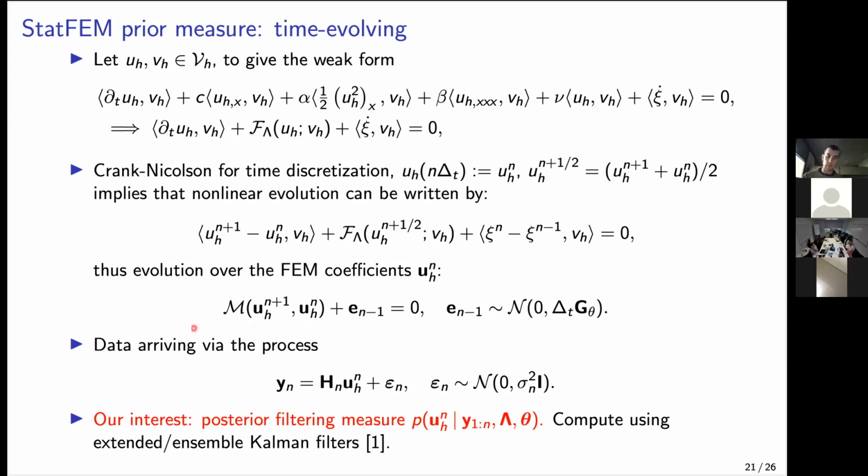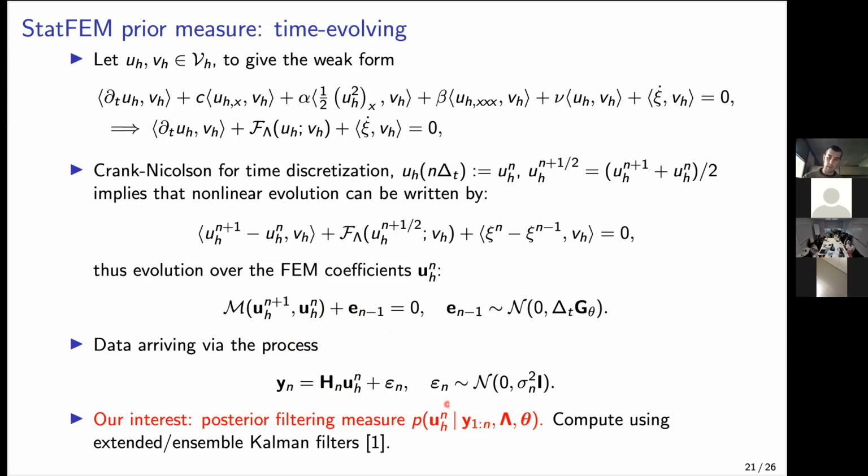So what it says is, if we have a nonlinear evolution on our state u_h, we add on some smooth Gaussian error, which is independent at each time. And then we observe, after pushing everything through the model, the data according to our observation operator plus some stochastic noise. And what we're interested in now is the posterior filtering measure.